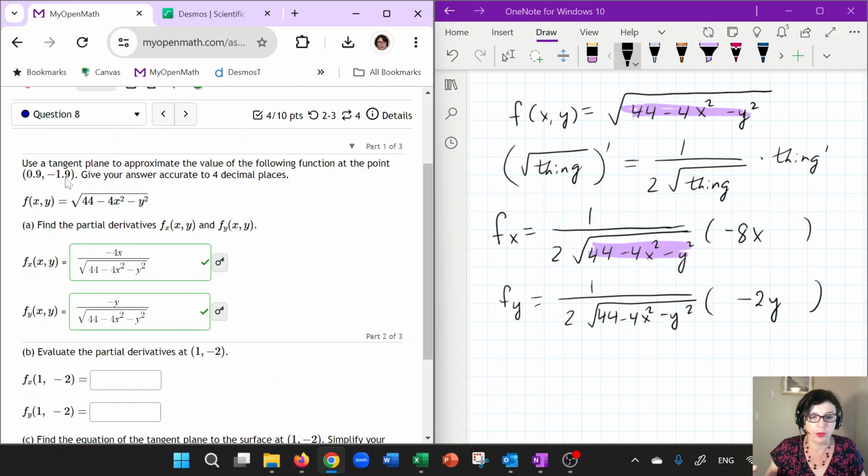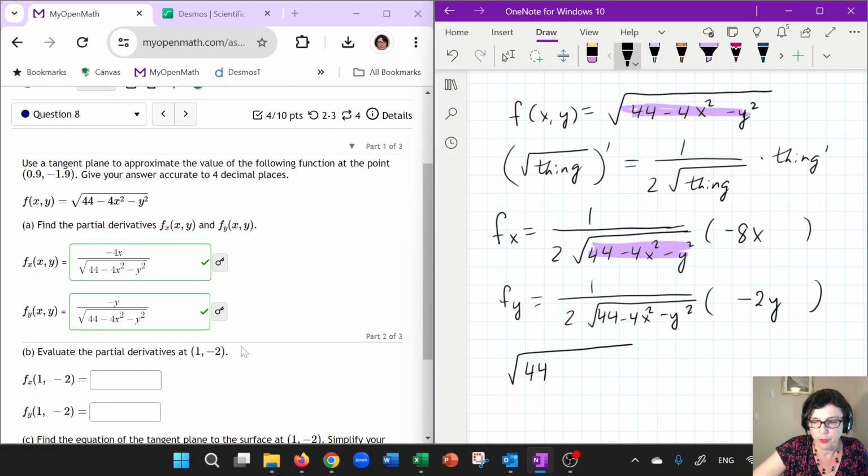So it's no wonder we're trying to get something that's close, that's easy to compute. It's very simple to plug in 1, negative 2. Why is that? Well, you can check on a calculator: 44 minus 4, where instead of x you plug in 1, and instead of y you plug in negative 2, but it's squared, so that's really just going to be 2. So it's going to be 44 minus 4, that's 40, minus 4, 36. And then the square root of 36 is just 6, you see?